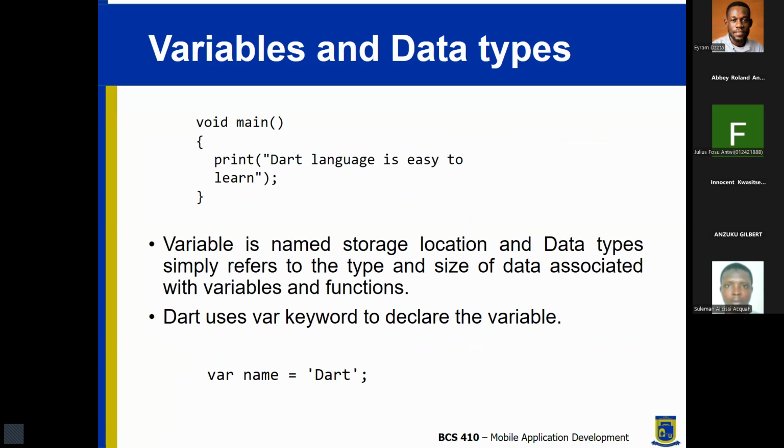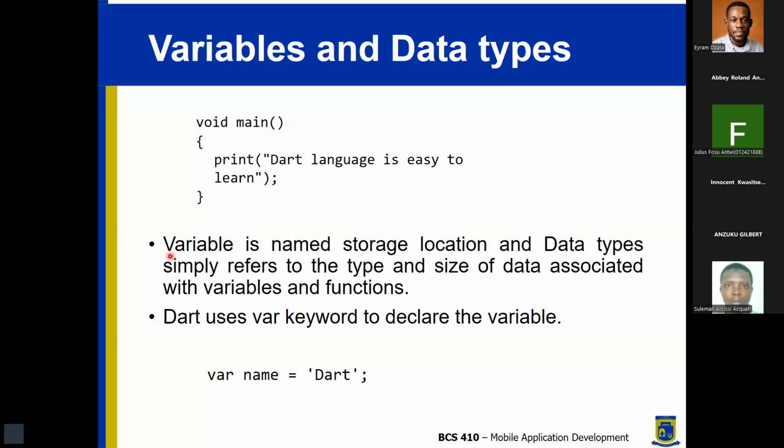All right, so a typical Dart program would look like this, where you have your void main, like the way we write in our Java, public static void main. So that is our main method, and then we have the statement in there. It uses the print statement to output a text.